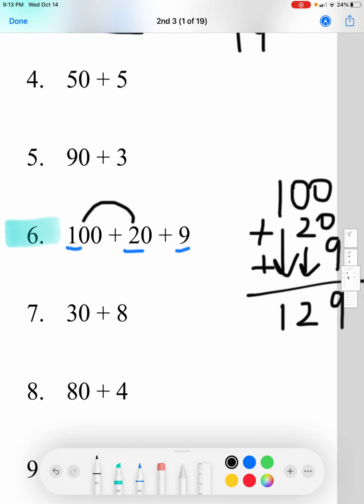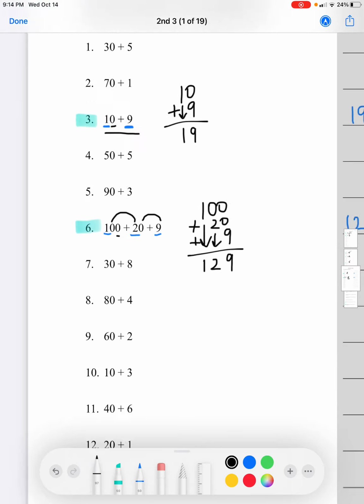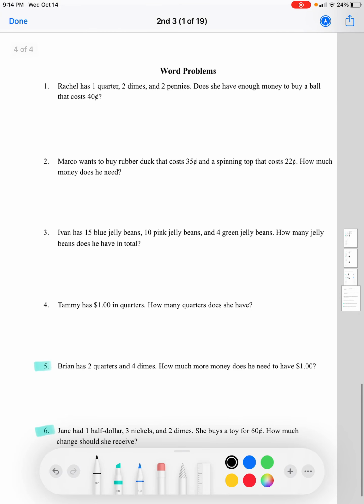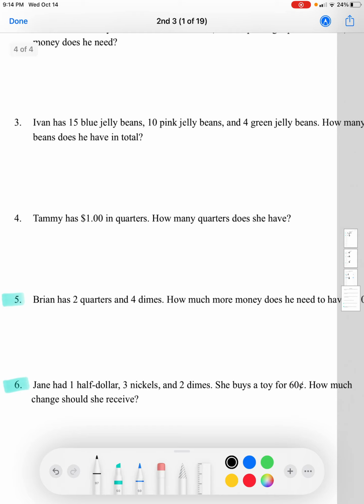So this 2 fills in for this 0, and this 9 fills in for the ones place zeros, if that makes sense. And lastly, we're going to be doing word problems. So we'll start with number 5.